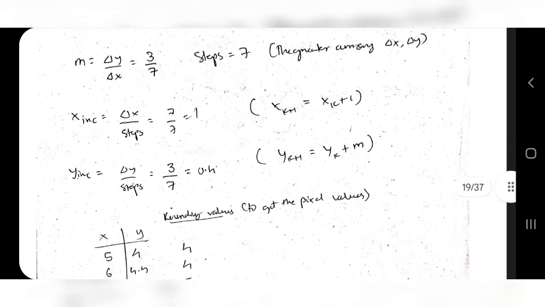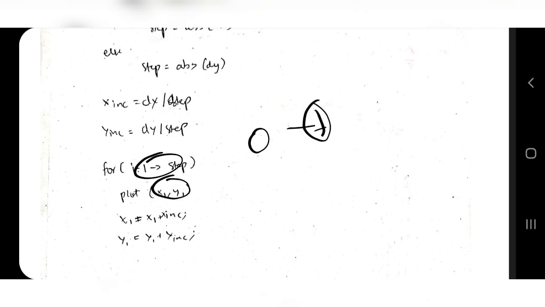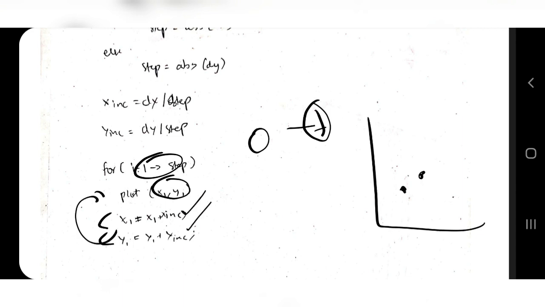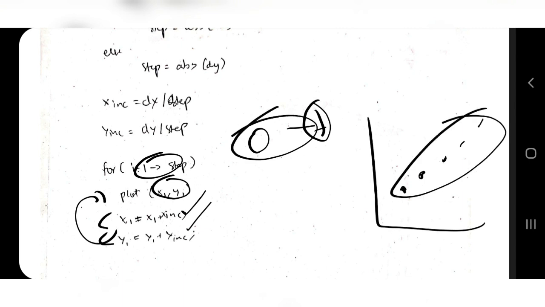After we have got the x increment and y increment, we add them to the previous x and y values. That's what we do in the algorithm as well. For the number of steps, like from 0 to 7, plot x1, y1, plotting the point in the graph, then increment the x and y values based on the x increment and y increment, plot the next value, and again do the same thing for the defined number of steps. That will plot the line. This is the algorithm for DDA.